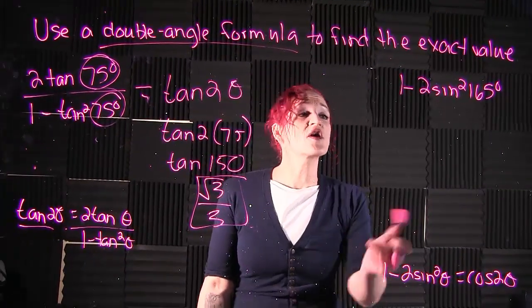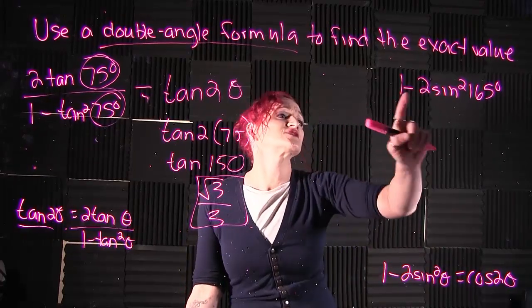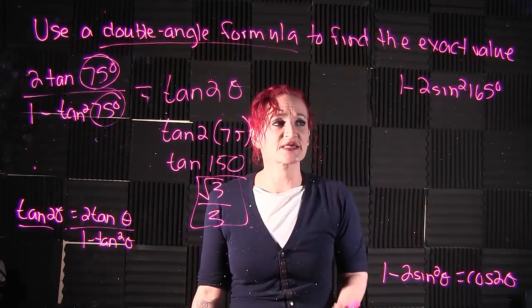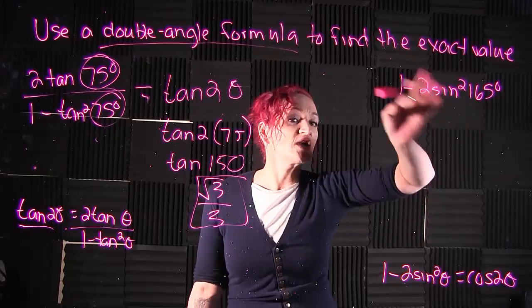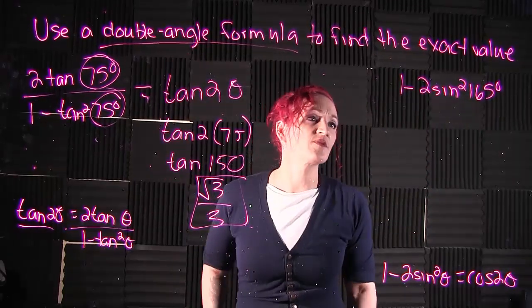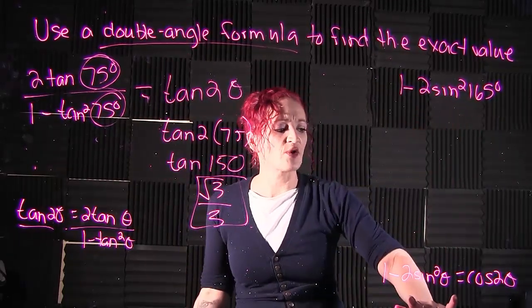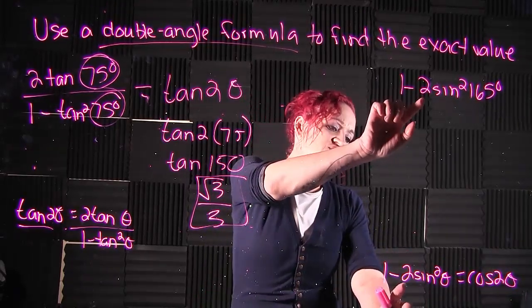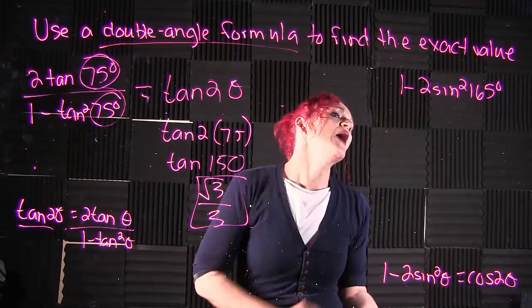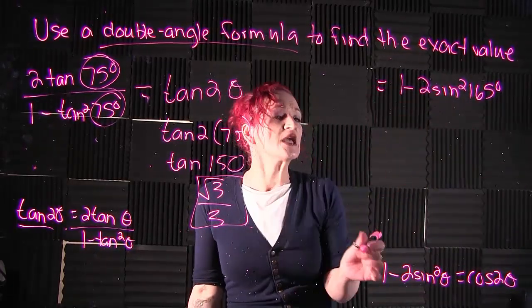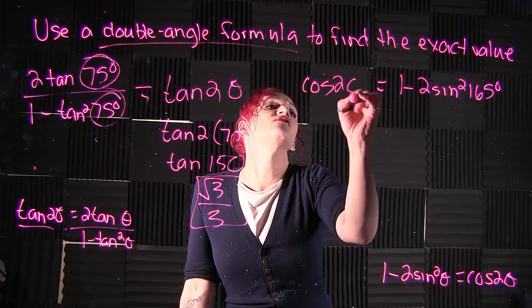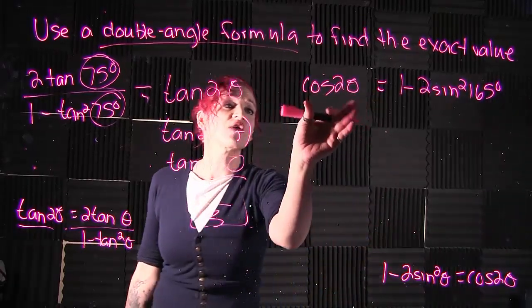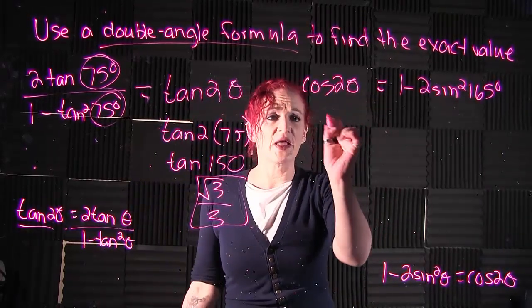Now for our next example, we are given 1 minus 2 sine squared of 165. Again, matching what we're given up to our double angle formulas, this falls in line with our double angle formula for cosine 2 theta. Again, we're given 1 minus 2 sine squared theta, and what we're told is that this equals cosine of 2 theta. So that's what we're really going to be plugging in here.